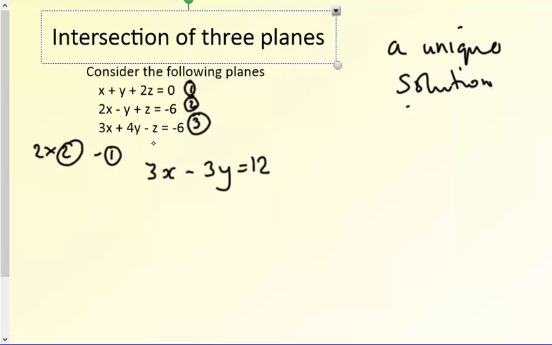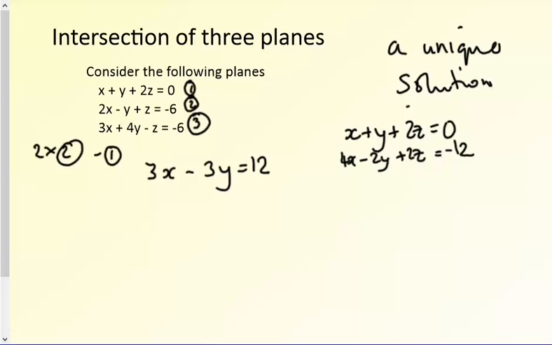That involves me being really quite careful with the calculations that I'm doing, and sometimes it's preferable just to write these out. So what I mean by that is I'm just going to rewrite equation 1 out again, x plus y plus 2z equals 0, and then I'm going to write the second one out again, or double of the second one. So I'll times everything through by 2, so that's 4x minus 2y plus 2z is equal to minus 12. And I just think if I do it this way around, then I'm less likely to make a mistake.